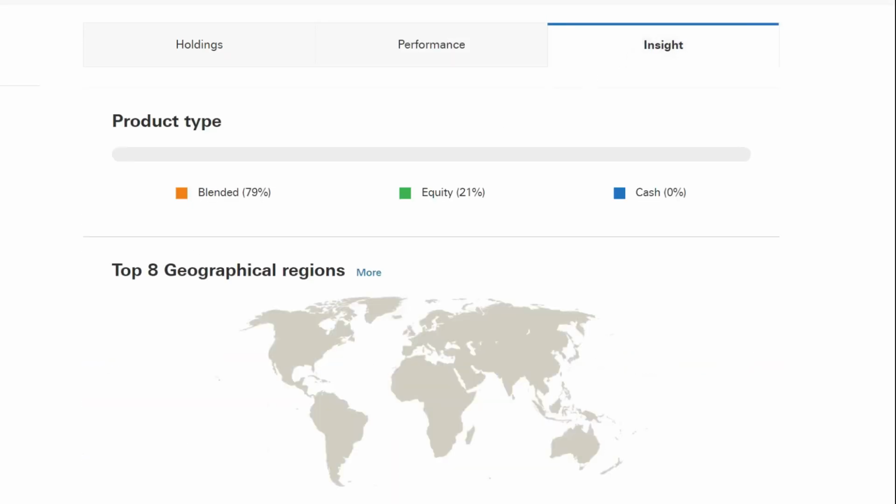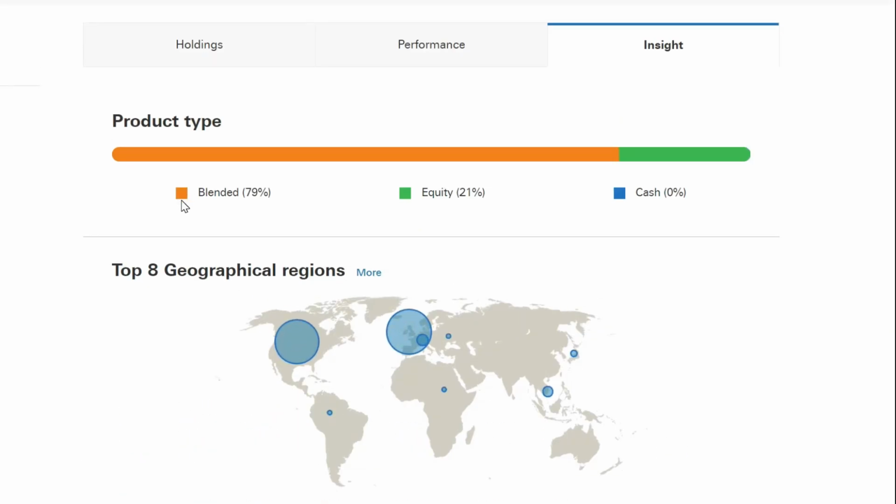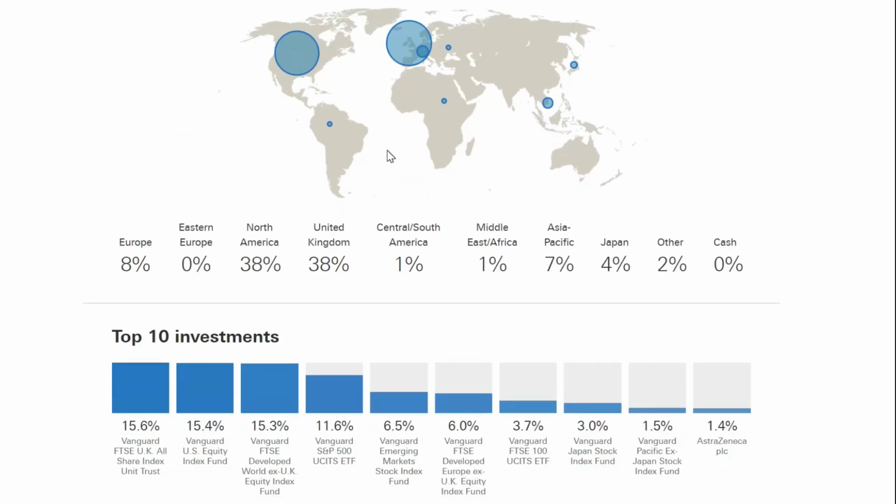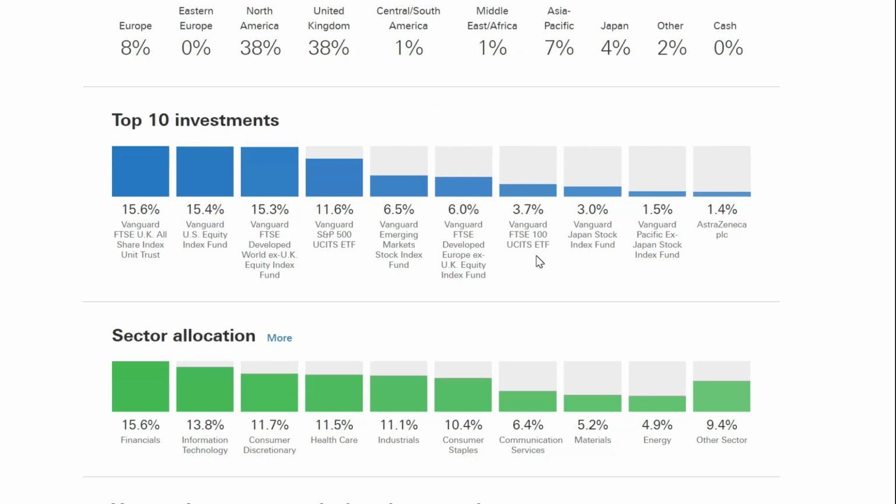And if you go on Insight here, you can actually see how that's split out. So you can see that 79% of my investments are in blended, 21% is equity, and 0 is in cash. And you can actually see where those are held geographically. So you can see 8% of that is in Europe, 38% in North America, 38% in the United Kingdom, and then the rest is spread across Central, South America, Middle East, Africa, Asia, Pacific, Japan, etc. And here's where my top 10 investments are held.